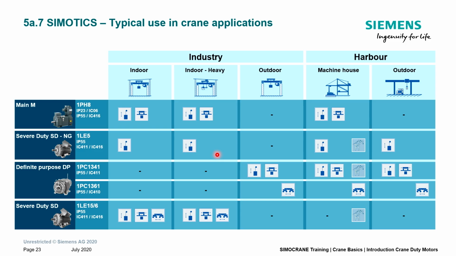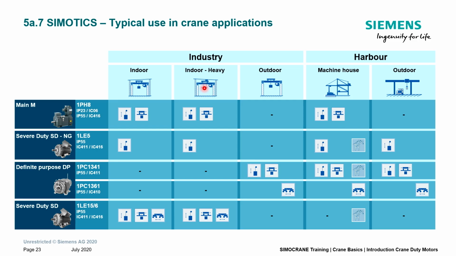Here we have an overview. We distinguish between industry applications, like indoor applications, or we call it indoor light and indoor heavy. Indoor light application could be some cranes in a manufacturing area, in an assembly area. And indoor heavy is rather more in the metal industry, where we have a heavy, hot, dusty environment.